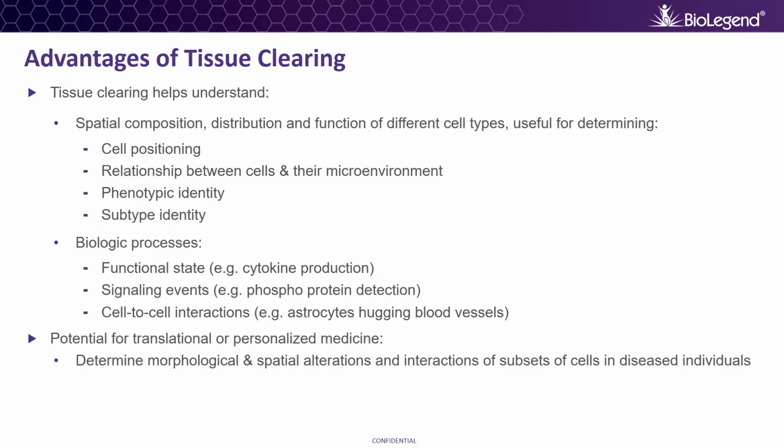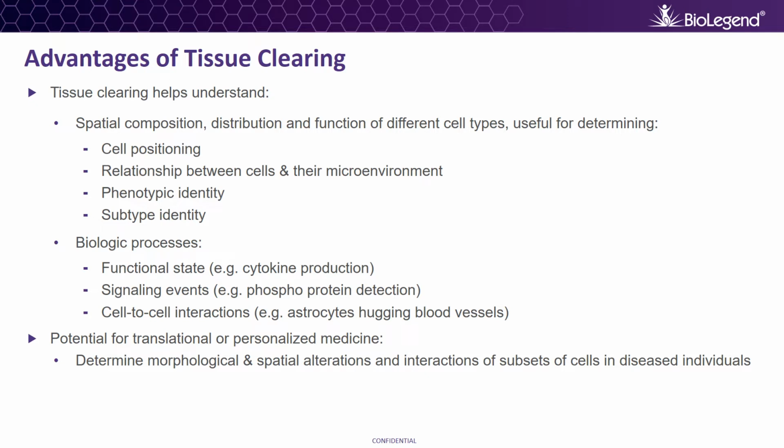Tissue clearing offers many advantages, some of which are listed in this slide. For example, tissue clearing can help understand the spatial composition, distribution, and function of different cell types. This information could be useful for determining cell positioning, relationship between cells and their microenvironment, and phenotypic and subtype identity. Tissue clearing can also help us gain better understanding of biological processes such as functional states, signaling events, and cell-to-cell interactions.